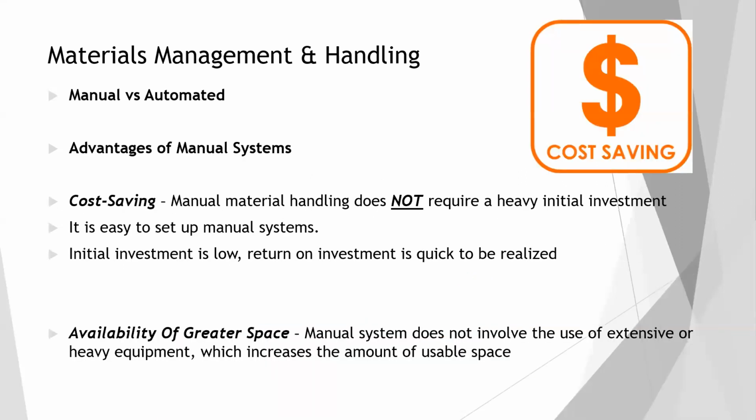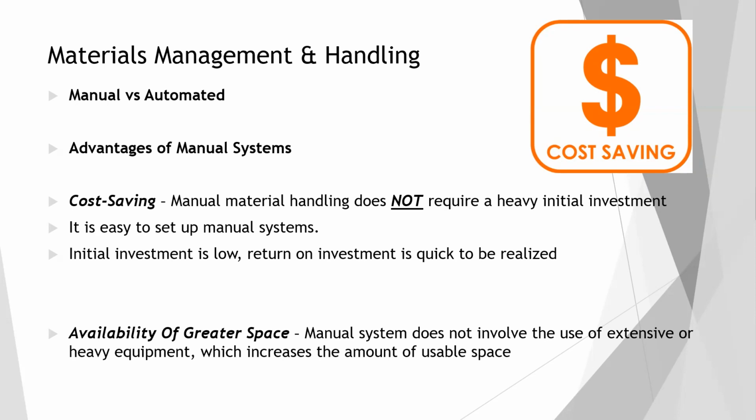So the advantages of manual systems as opposed to automated systems. First, it is cost saving. Manual material handling does not require a heavy initial investment. It's very easy to set up manual systems because you just have the people do the heavy lifting. Then you don't need to buy conveyor belts or big things that are going to be placed in your warehouses. The initial investment is very low and the ROI is very quick to be realized. You don't have to wait a very long time before you start to see things being profitable.